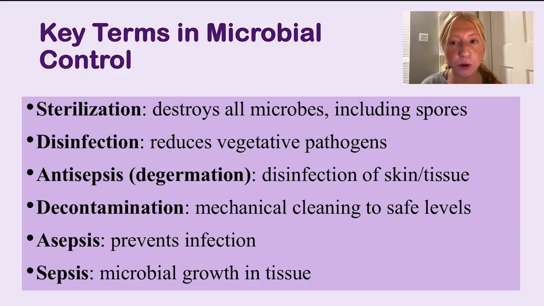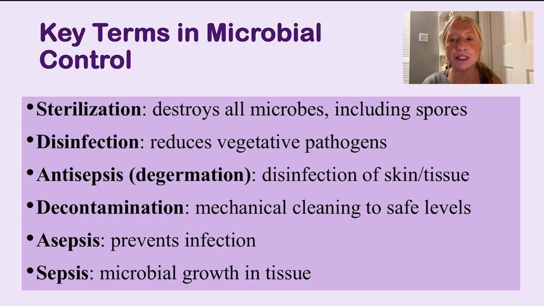So I'm going to go a little bit more in depth. Sterilization is an absolute term, meaning that it either is completely sterile or not sterile at all. There's never just kind of sterile. It's either sterile or it's not. And with disinfection, you can use either chemical or physical means, like bleach or boiling water, to eliminate vegetative pathogens.